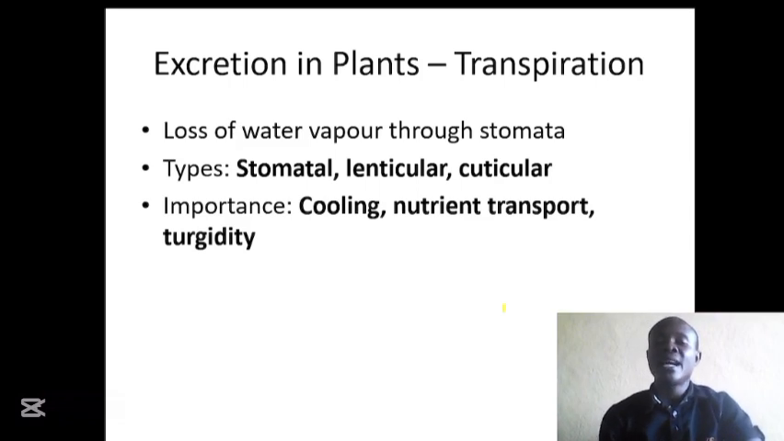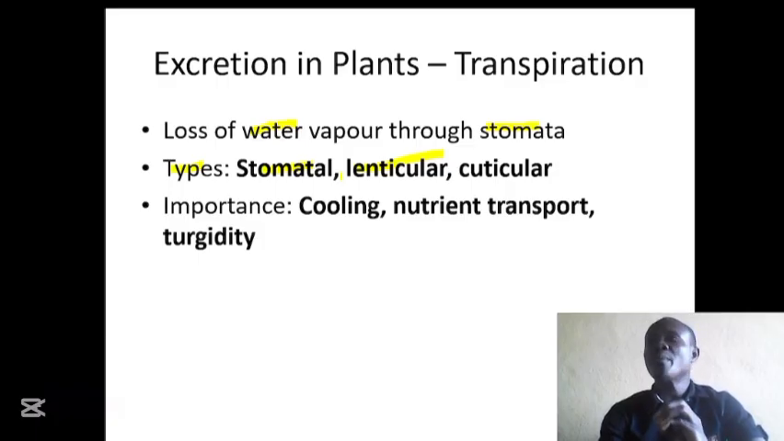Next we have excretion in plants. And excretion in plants occurs mainly by transpiration. Transpiration is the loss of water in the form of water vapor through the stomata of the leaf. We have three types of transpiration: stomatal transpiration, lenticular transpiration, and cuticular transpiration. The most common one is the stomatal transpiration.